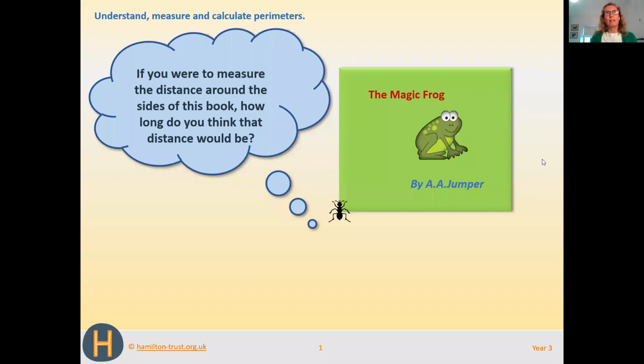Okay, so I'm going to show you a PowerPoint about perimeter. So I'm just going to share a PowerPoint with you. Okay, so you can see here that we're going to understand, measure and calculate perimeter. You can see a book on the right hand side, the Magic Frog. And I want you to think about, if you measured the distance all the way around the outside of the book, what do you think that distance would be? And what would you measure it in?